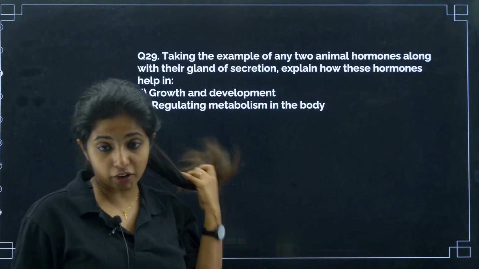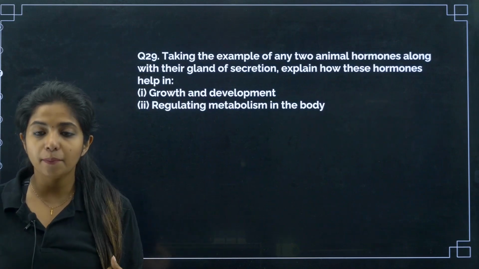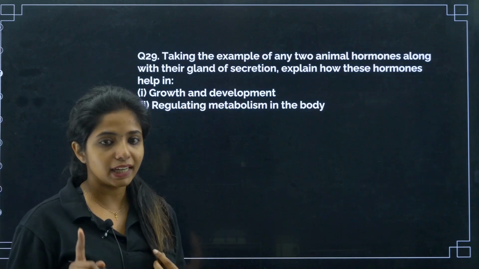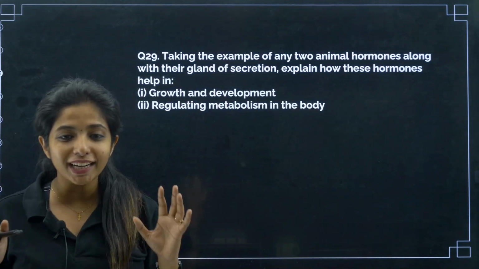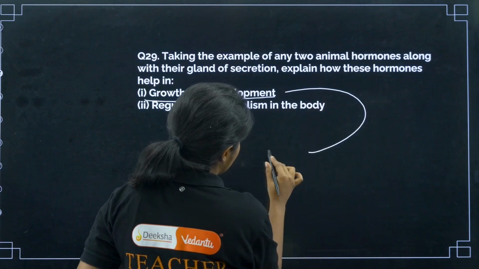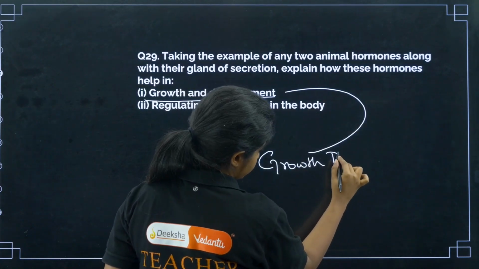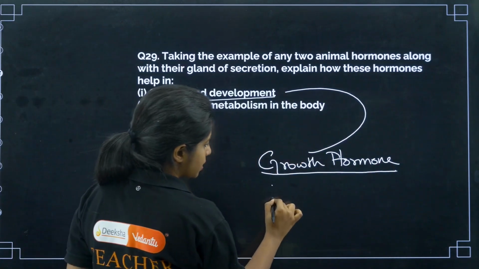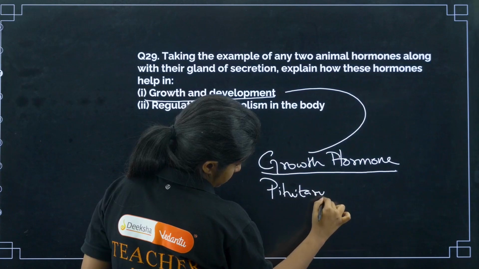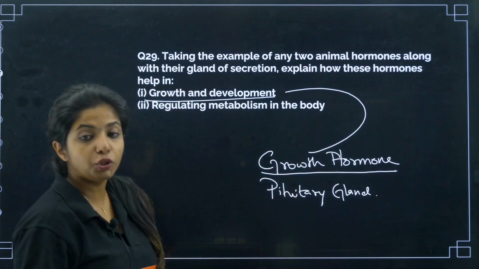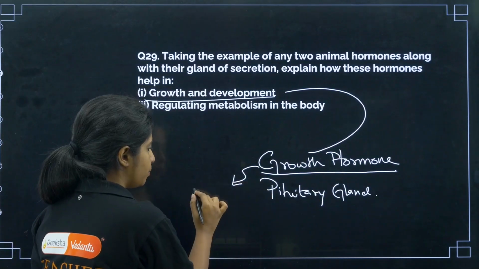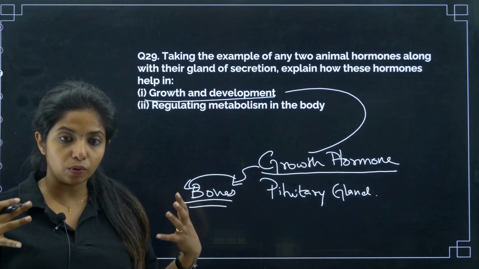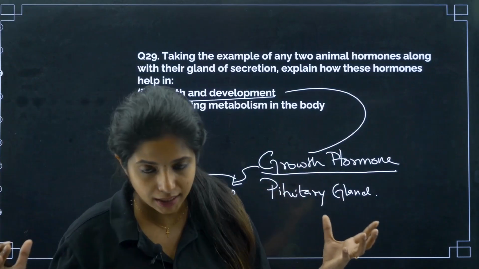Section C, 3-marker question. Okay. Now, taking the example of any two animal hormones along with their gland of secretion, explain how these hormones help in growth and development. For growth and development, my dear children, there is only one hormone that we have and that is known as growth hormone. We have heard about it. And growth hormone is released by a gland which is known as the pituitary gland. What does it do? It helps in growth of bones, it helps in cell division and things like that. Basically, it is just wanting the body of an organism to increase in size and structure.